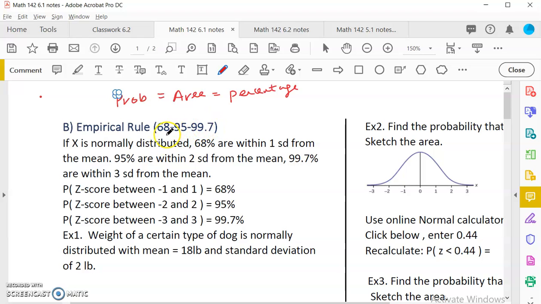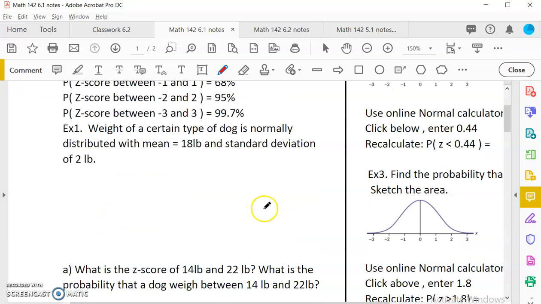Remember, 68% is the probability or the percentage of z-scores between negative 1 and 1. So z is normal, so this is valid for all normal distributions. That is 1 standard deviation away from the mean. So if my z-score is between 1 and negative 1, that's 68% of it. Z-score between negative 2 and 2, 95%. And the probability of a z-score between negative 3 and 3 is 99.7%. So we can actually do some calculation.